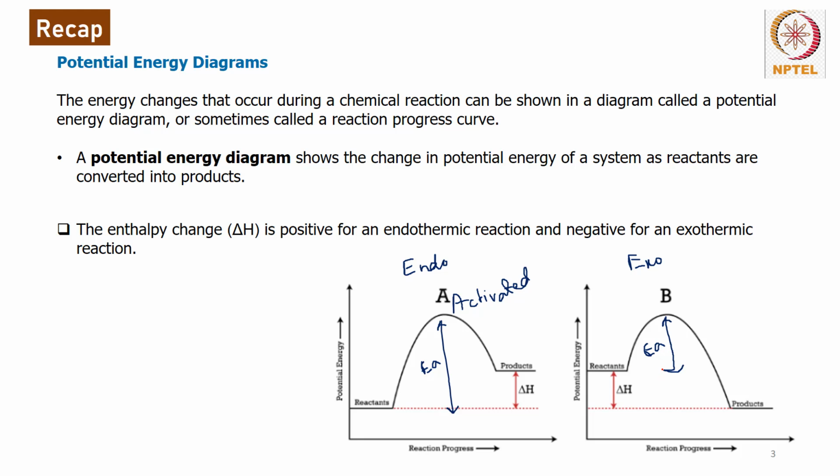And in case of an exothermic reaction, the energy of the reactant is always greater than that of the product. That's why it needs a smaller amount of energy, and that excess energy which the reactant has over the product — this is the product energy, this is the reactant energy — that amount of energy gets released. That's why it is an exothermic or exergonic reaction.